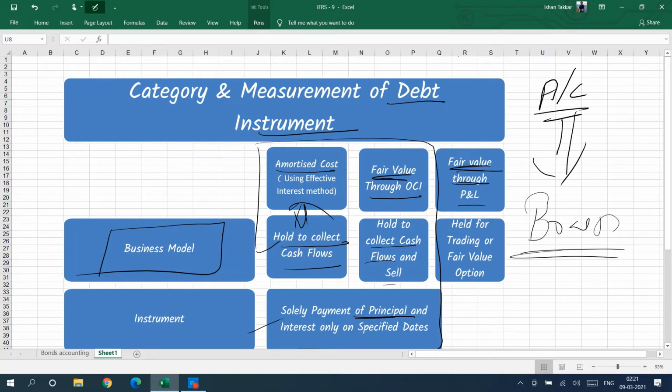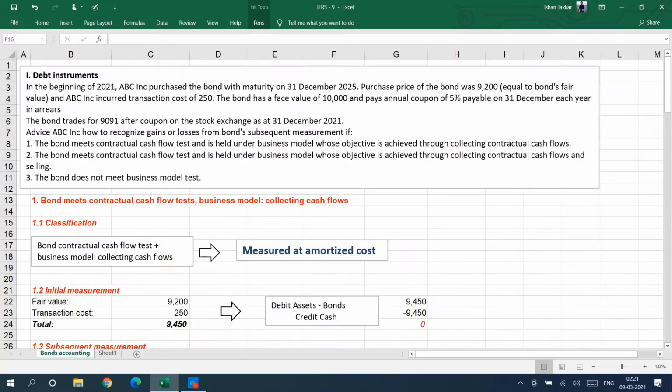So let's see how to account for bond. We will see a wonderful example, and in that example, I'll try to cover each and every point of bond, and I will go from the basics to the advanced level. So just write down the points. If you have a pen and paper, just write down the points and take your calculator. The understanding would be very good.